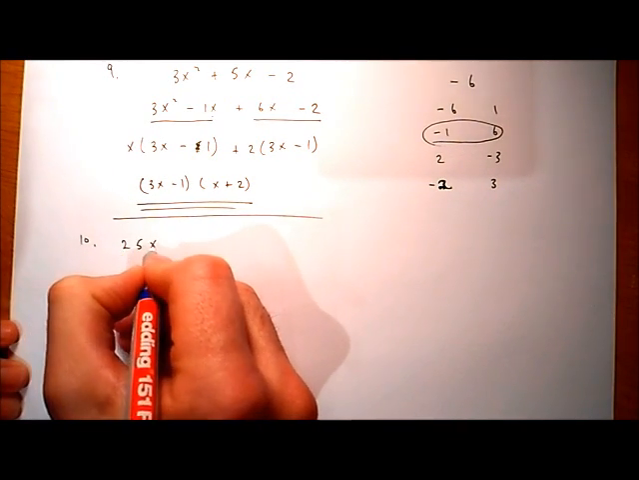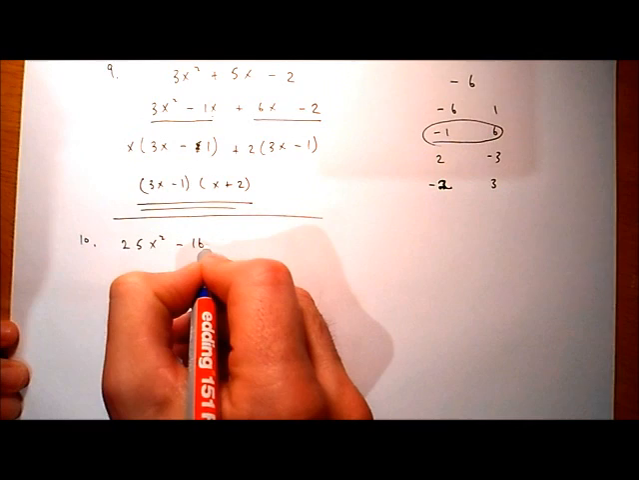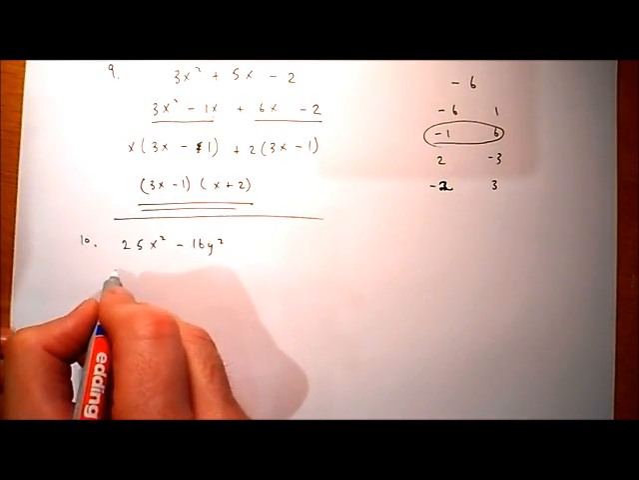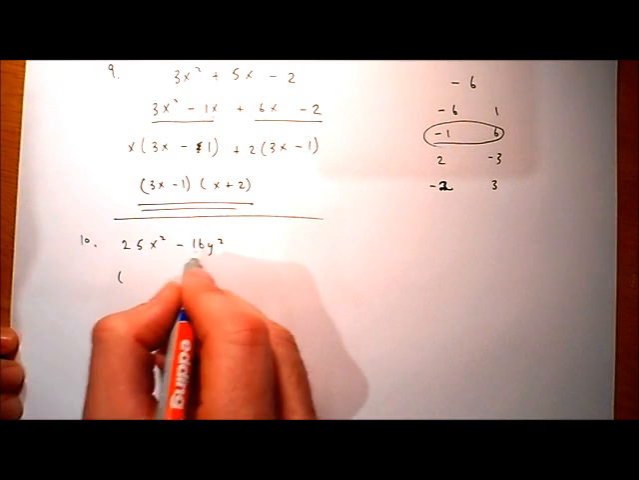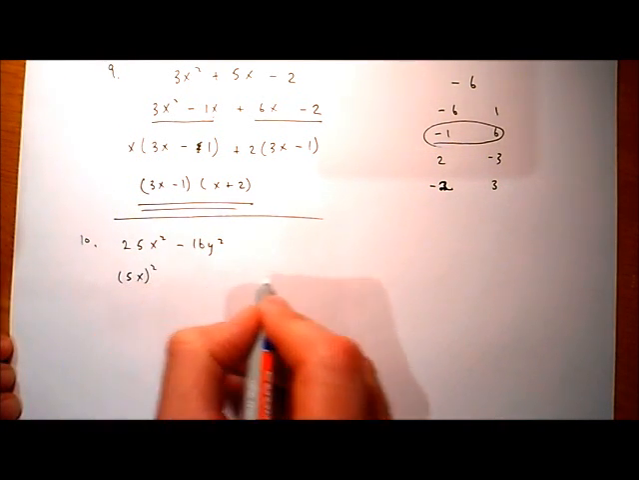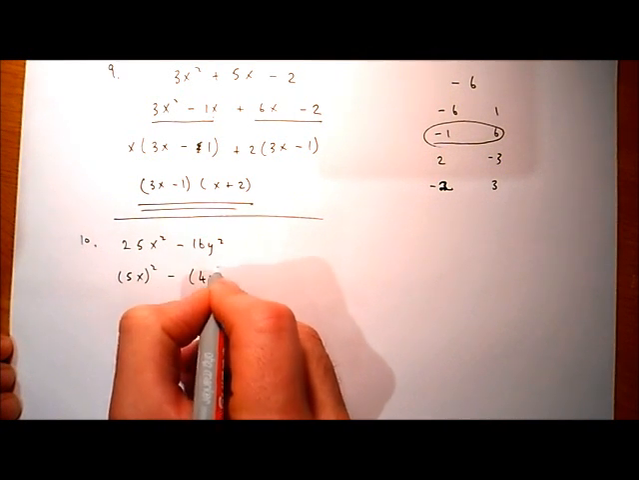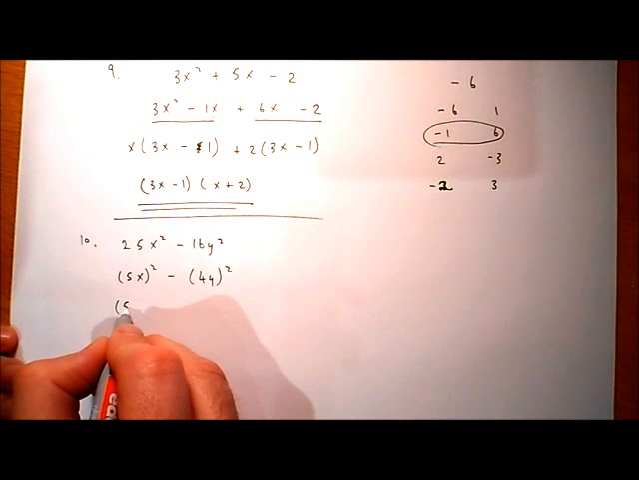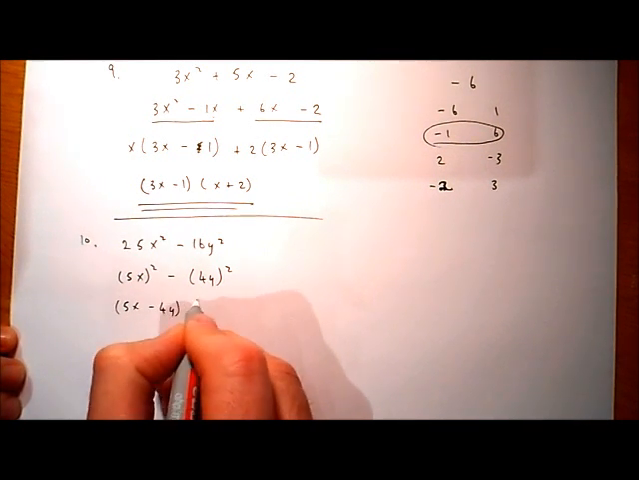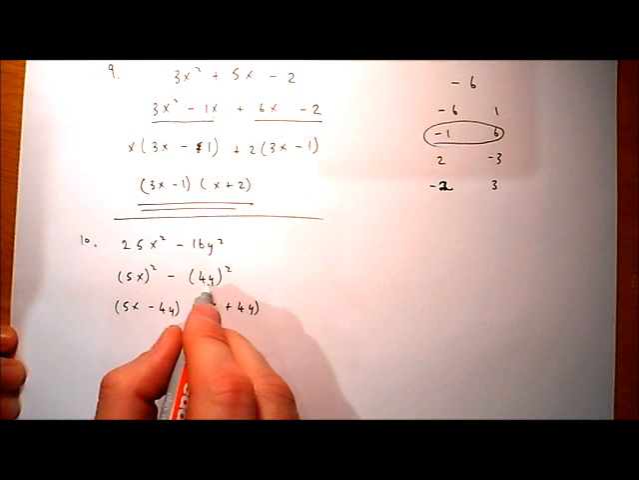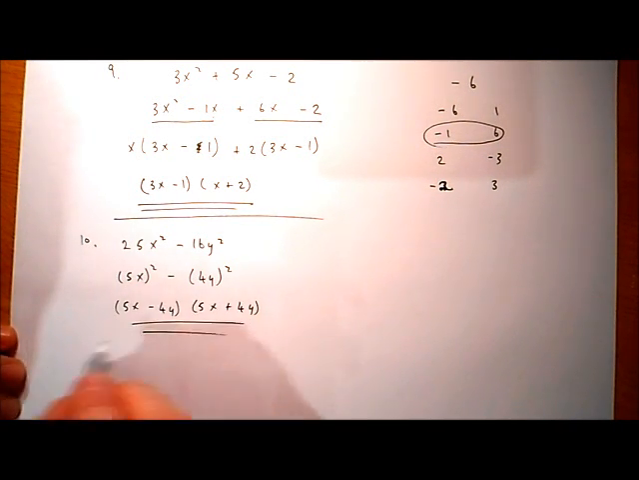Part 10, what have we got? 25x squared minus 16y squared. So this is a straightforward one. You should recognize this as the difference of two perfect squares, because 25 and 16 are perfect square numbers. So that's the same as 5x all squared minus 4y all squared. So we're left with 5x minus 4y and 5x plus 4y. So the first is 5x, the second is 4y. So I've factorized that.